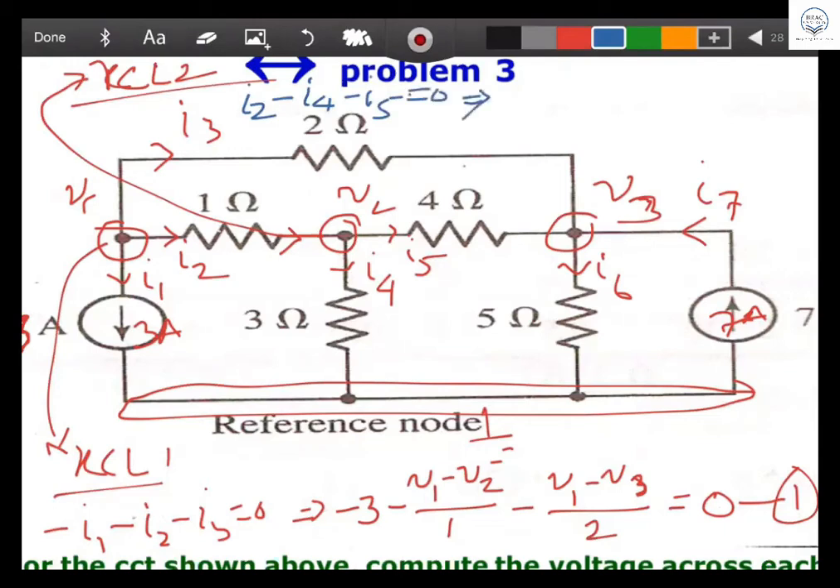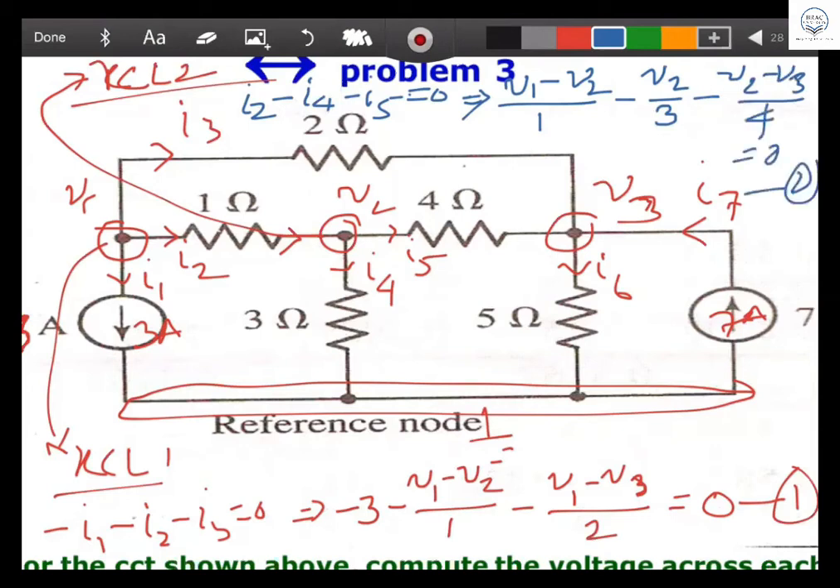I2 equals what? Can anybody tell me? V1 minus V2 by 1. If any of you cannot understand, please immediately hold me and ask me the question. You have the right to ask me to understand it. And then I4 equals V2 divided by 3. Right, sir. And then what is I5? V2 minus V3 by 4, equal to 0. This is equation number 2.